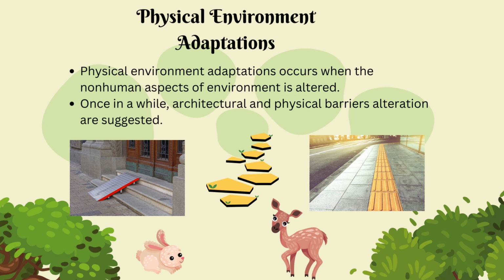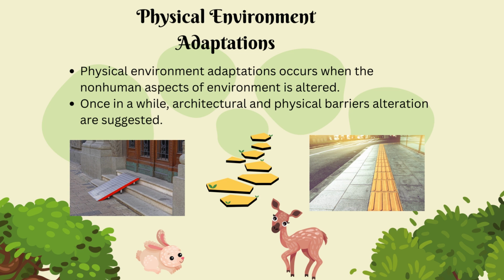Now we shall proceed with the physical environment adaptations. Physical environment adaptations or alterations usually happen when the non-human aspects of the environment, which don't involve animals or human items, are altered. Examples may include simple changes to lighting, such as changing the brightness, and also changing the floor surface from a rough surface to a smooth one, and many more.